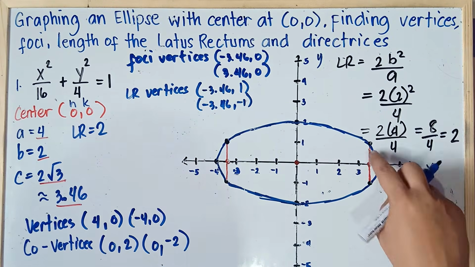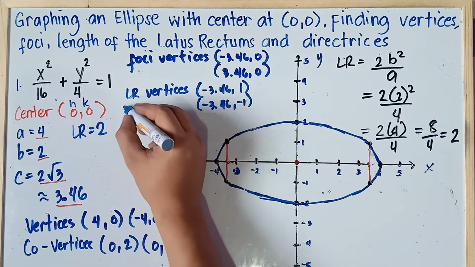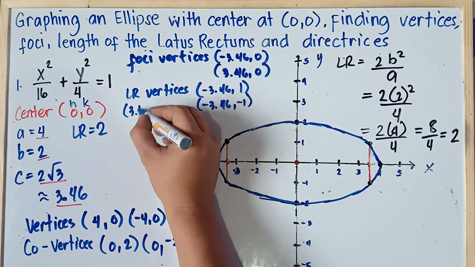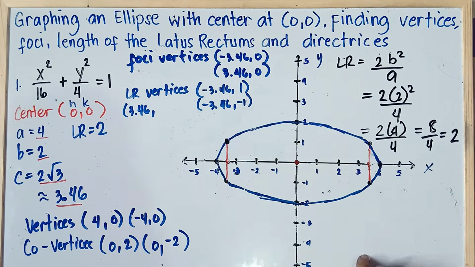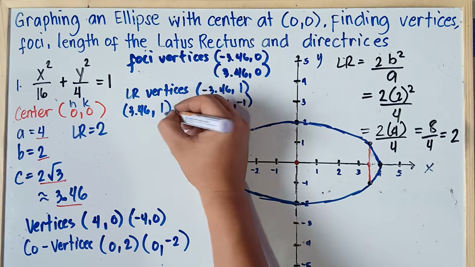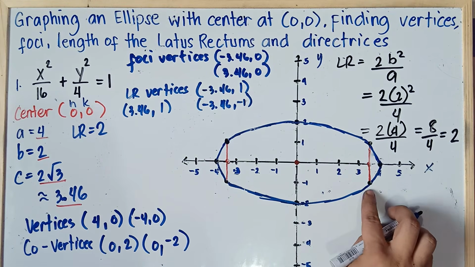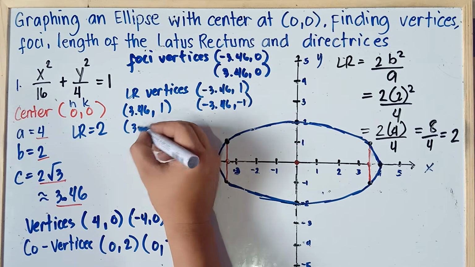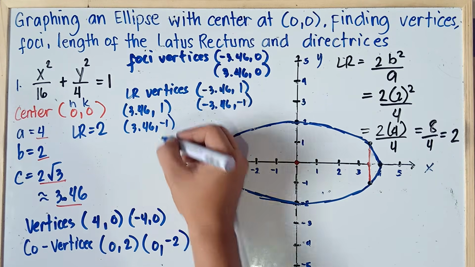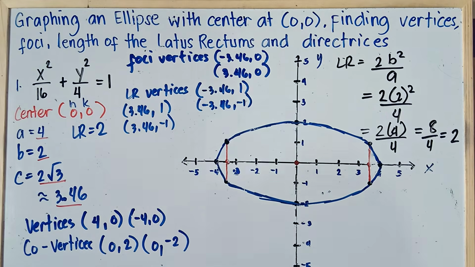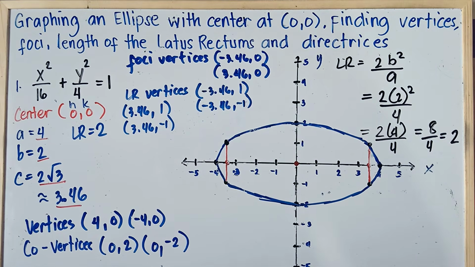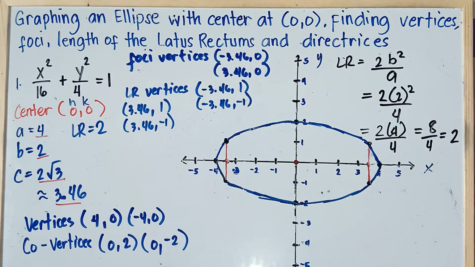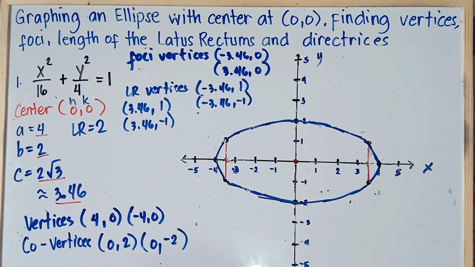And this one, we have positive 3.46. So positive 3.46 for X. And then positive 1 for Y. And then we have positive 3.46. And then negative 1 for Y. All set, class, for the latus rectum vertices. Last one, class, directrix. Alright, so last one, class, let's find the directrix.